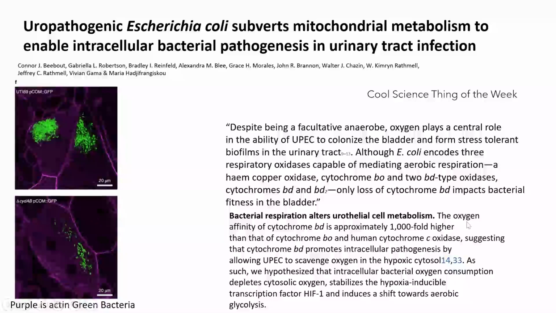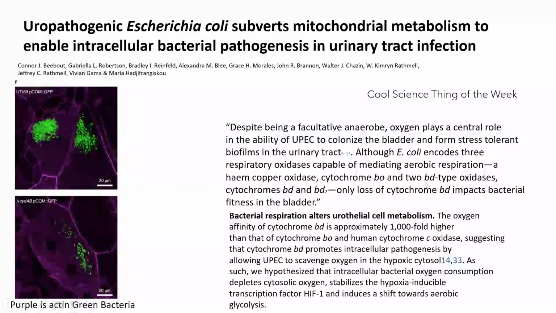The key finding is that the oxygen affinity of cytochrome BD is approximately 1,000-fold higher than that of cytochrome BO, which is another type of cytochrome, and intracellular human cytochrome C oxidase, suggesting that cytochrome BD promotes intracellular pathogenesis by allowing the UPEC to scavenge oxygen in the hypoxic cytosol.